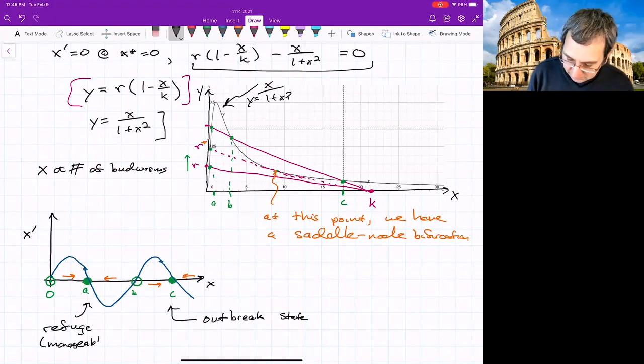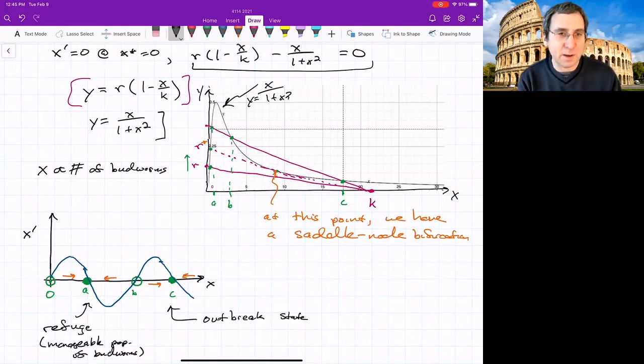So maybe this is a manageable population of budworms. And of course, if you start with anything above 0 budworms, it's going to increase to A, to at least this refuge. If possible, you want to avoid the outbreak state. And maybe you do that by K and R represented things related to growth and the carrying capacity of this budworm population. So maybe those could be controlled somehow.